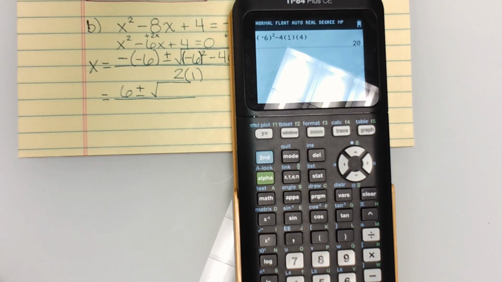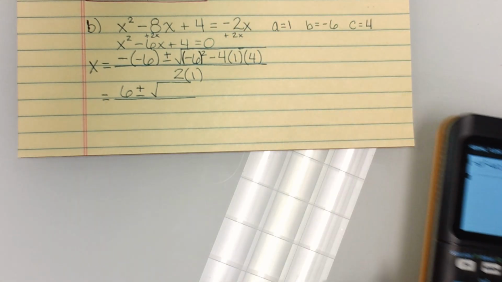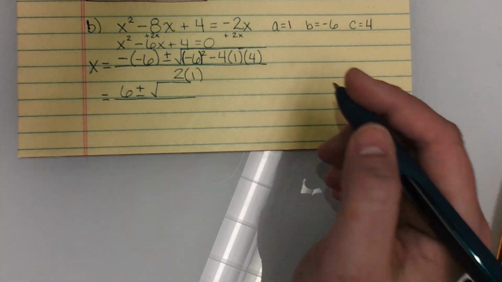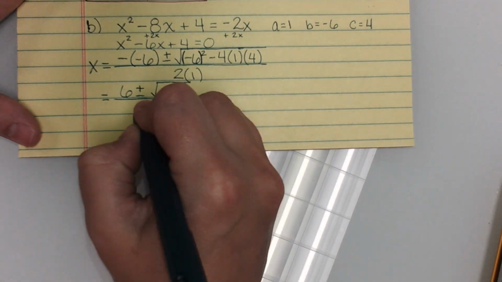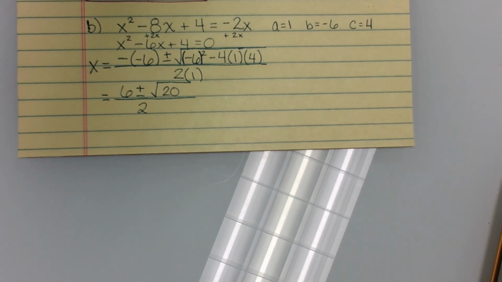I got 20. How about you? All over 2. I can also simplify that. Can I simplify this further? Yes. Why? 20 divides by a perfect square.